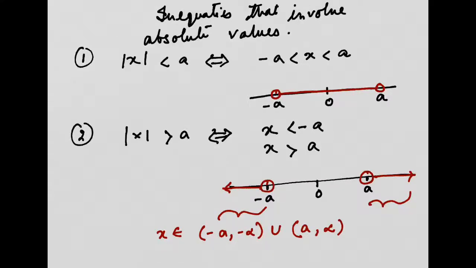Well, then let's take some examples. For the first example I am taking 4x plus 2, the absolute value, less than 6. So this gives rise to the situation of the first one, that mod x less than a. So applying that same thing, I can write minus 6 less than or equal to 4x plus 2 less than or equal to 6.